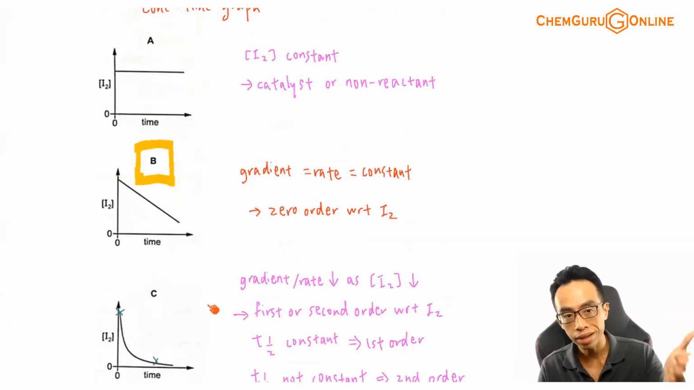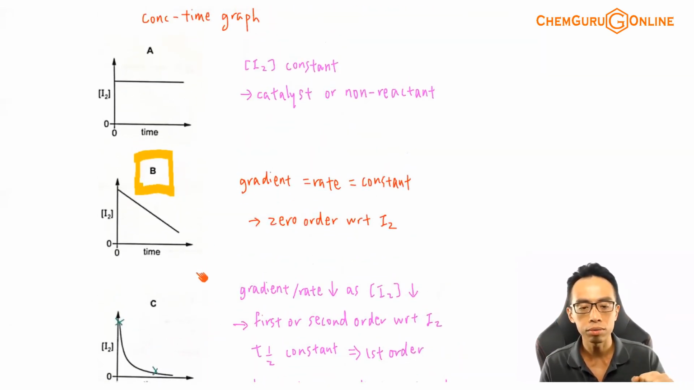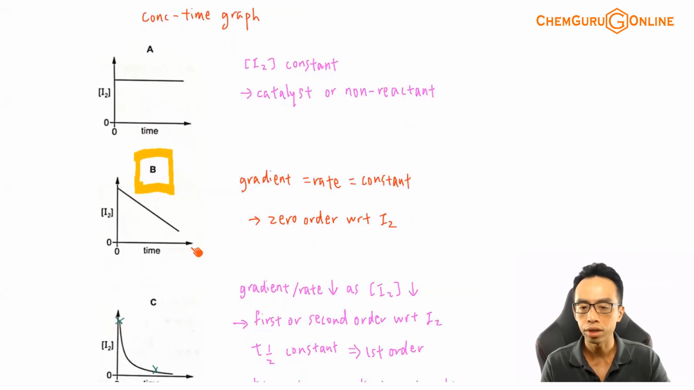Alright, so we've run through the options A, B, C, D. Of course, since the question tells me that the reaction is zero order with respect to I2, the best answer for this question will be option B. Alright, so that is the suggested solution for question 10.